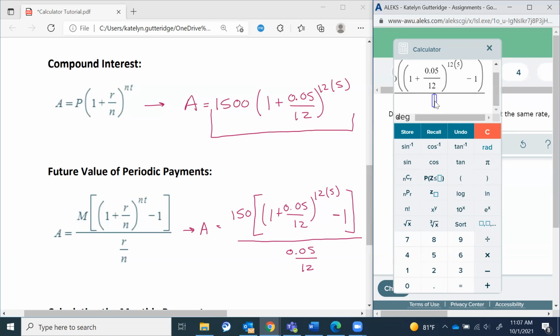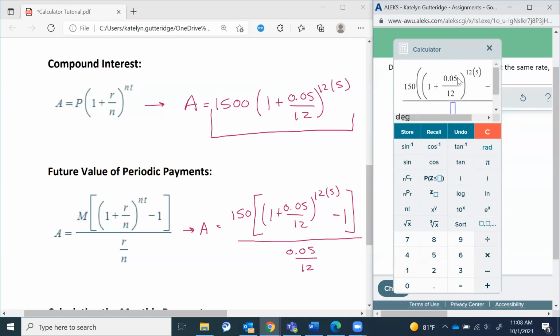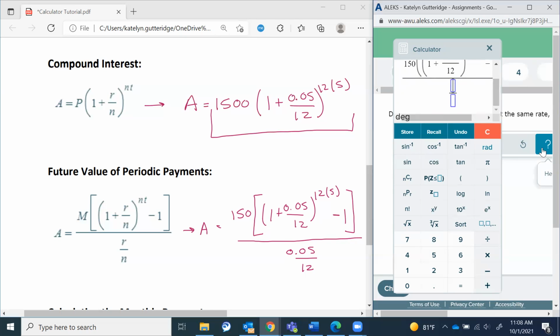Now I'm going to do my denominator. My denominator, I have 0.05 over 12. So I'll build my fraction again. It's getting a little hard to see on our screen, so use your little scroll bars. Sometimes you scroll the ALEKS page, so use the scroll bars in your calculator. Type in my 0.05. Undo is very helpful here.